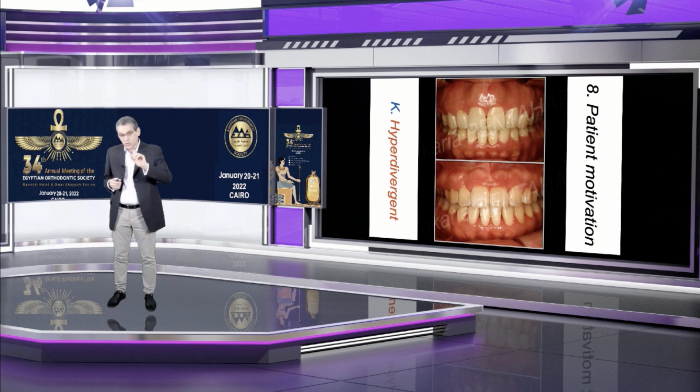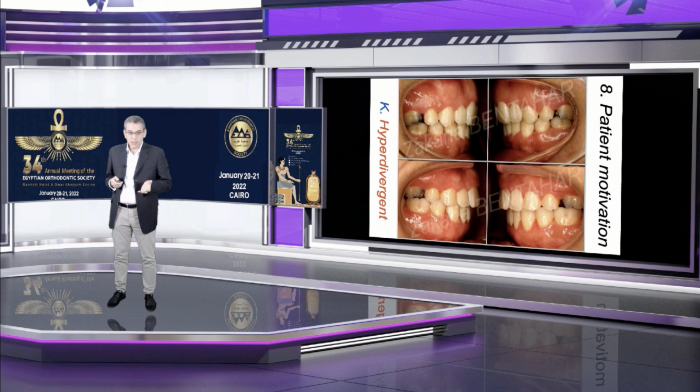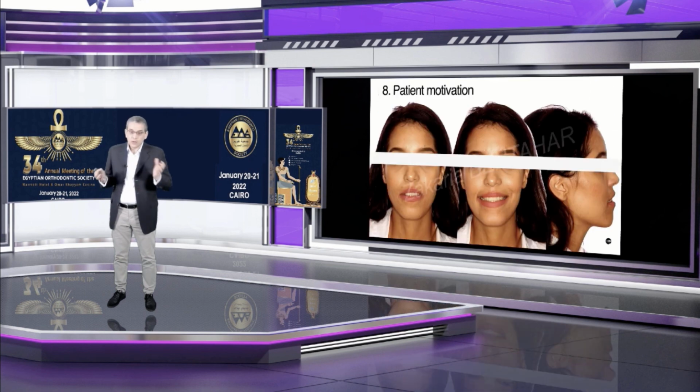She needs to do a gingivectomy to improve the gummy smile. This is the occlusion at the end of the treatment. And the patient, even if she didn't do surgery, even if the intrusion didn't totally correct the gummy smile, was really satisfied.